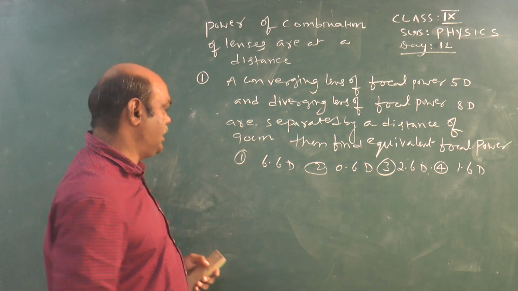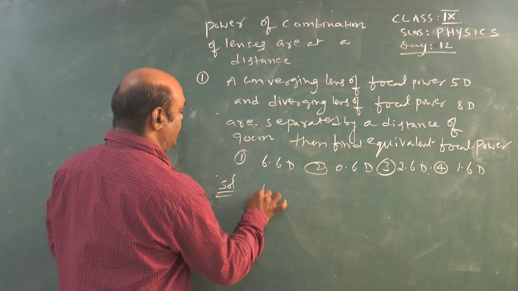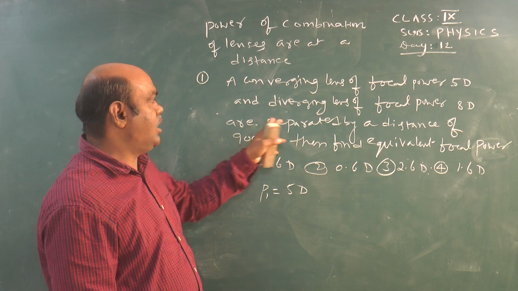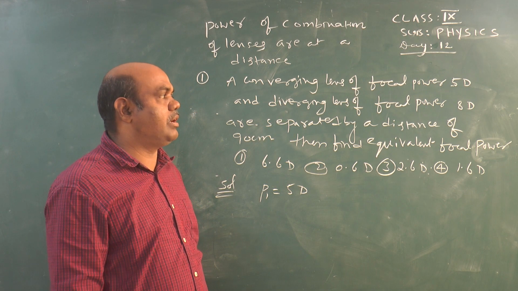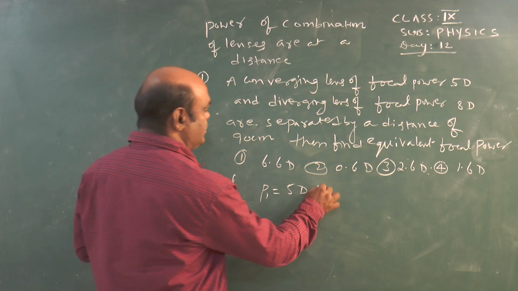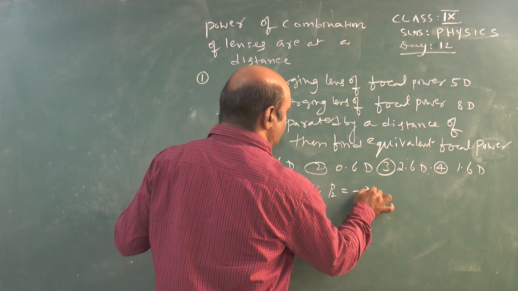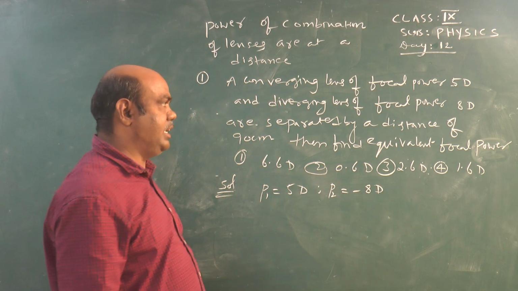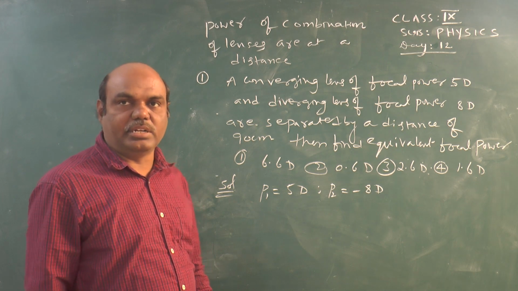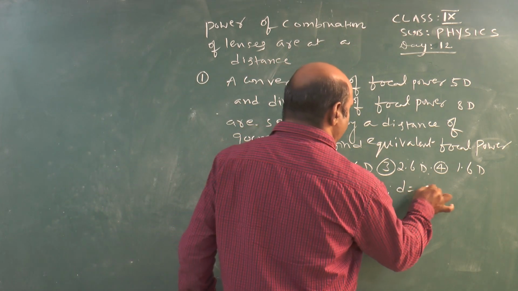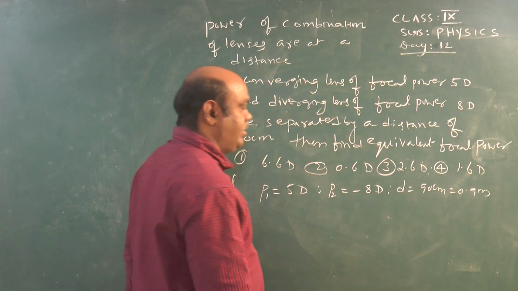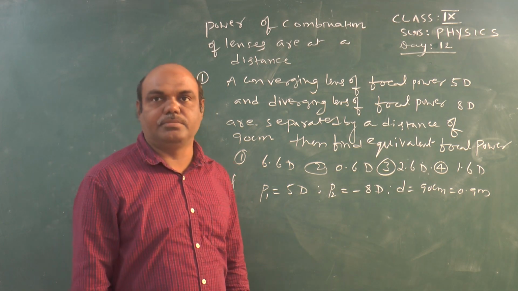So in this problem, a converging lens of focal power 5 diopter. Converging means convex lens, so the focal power is considered positive. So P1 equal to 5 diopter. And the diverging lens of focal power 8 diopter. Diverging lens means concave lens, so its focal power is negative. So P2 equal to minus 8 diopters. These are separated by a distance of 90 centimeter, so d equal to 90 centimeter. When converted into meter, we can write 0.9 meter.